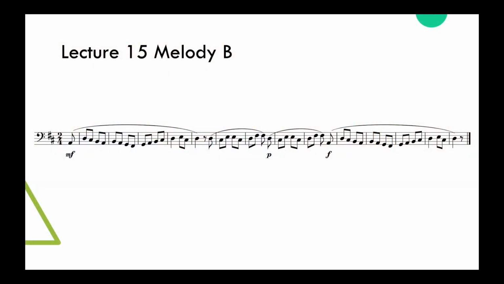Here we go, lecture 15, melody B. We're in the bass clef now. We got 2 sharps, and that's going to be D major because we're dealing with major mode melodies. 2/4 meter, and we got a pickup of an 8th note on the note sol. All right, so let's go through the solfege of this. Sol, do, ti, la, sol, fa, mi, fa, sol, la, ti, do, re, ti, do.